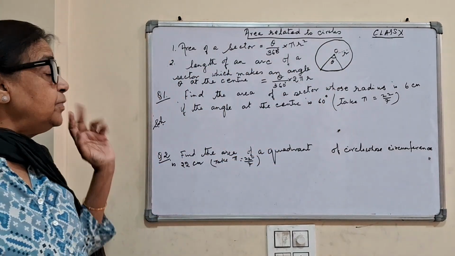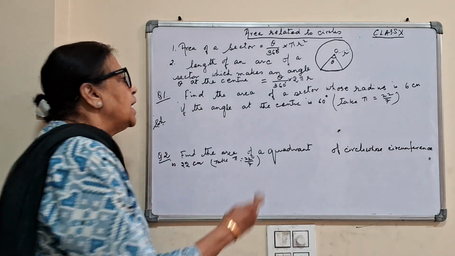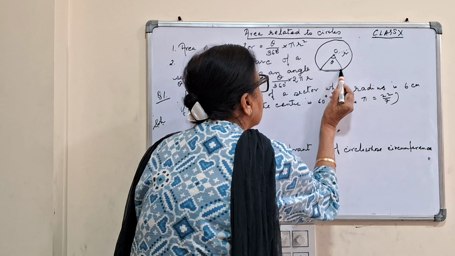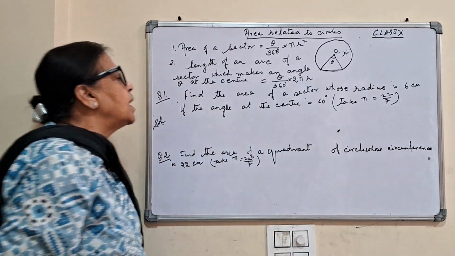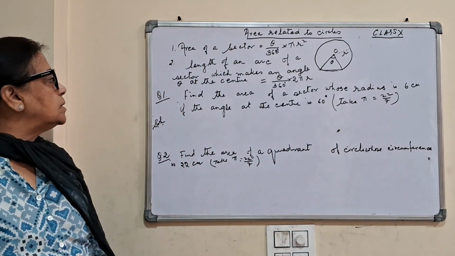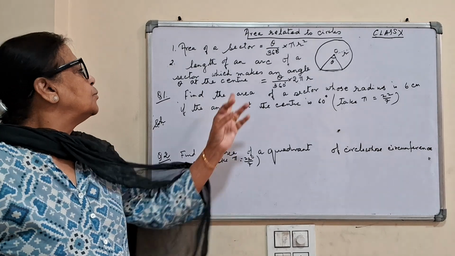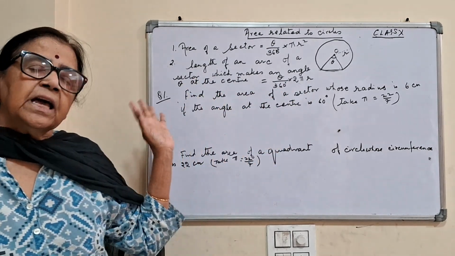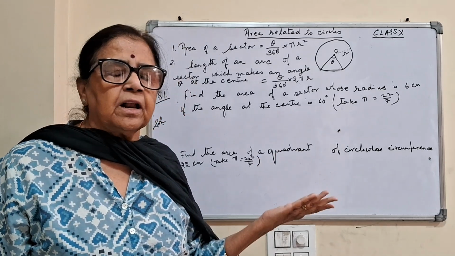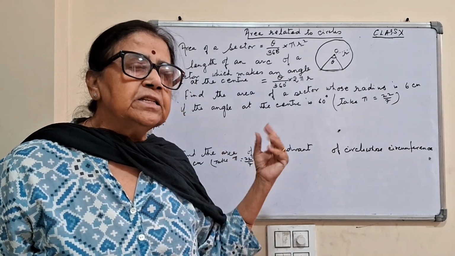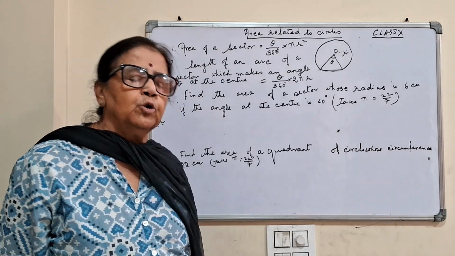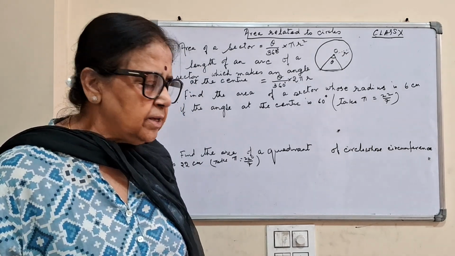Okay. Now length of an arc, which is the arc? This is the arc, part of the circumference. This is the length of the arc of a sector which makes an angle theta at the center. What is the circumference? 2 pi r, and it is theta by 360 into 2 pi r. We will be solving a few sums with the help of this.